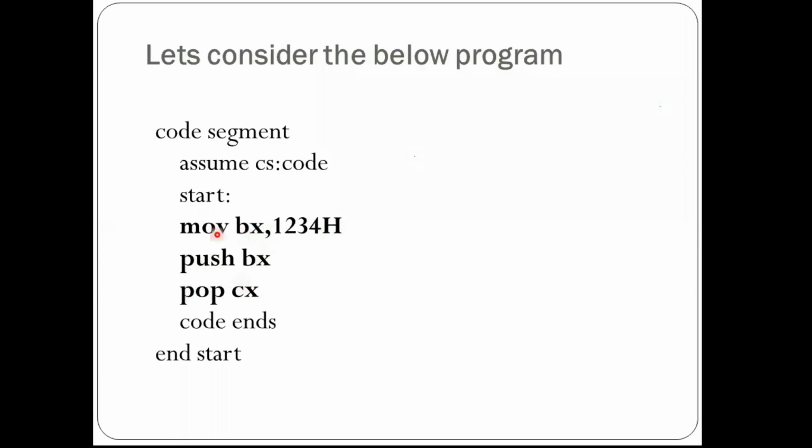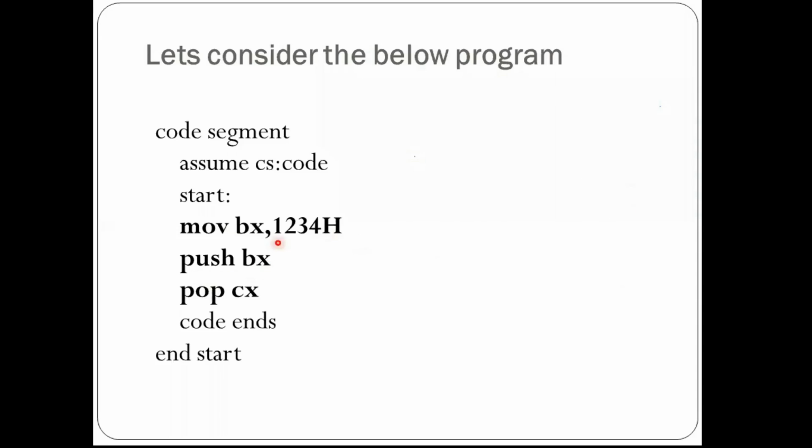I have highlighted here: move BX, comma 1234. I am storing 16-bit data in BX, and then I am storing that 16-bit data in the stack. Whatever the topmost 16-bit data is on the stack, I'm popping into register CX. Initially CX and BX are 0. During startup, CX is 0, BX is 0. Now, when this is executed, BX becomes 1234. CX is still 0.